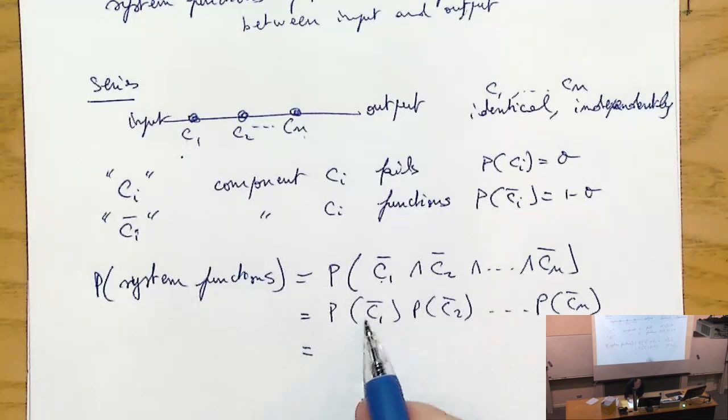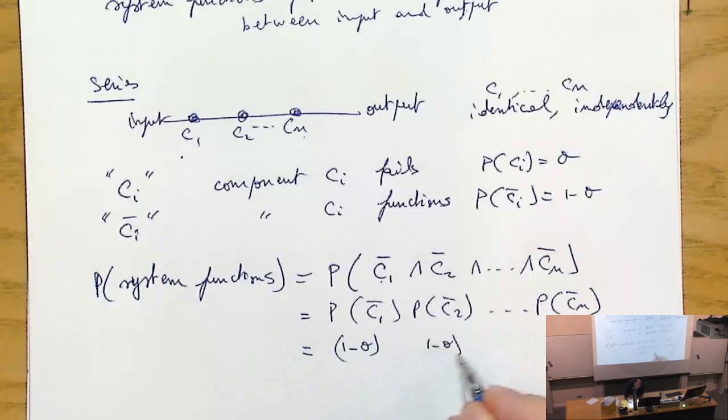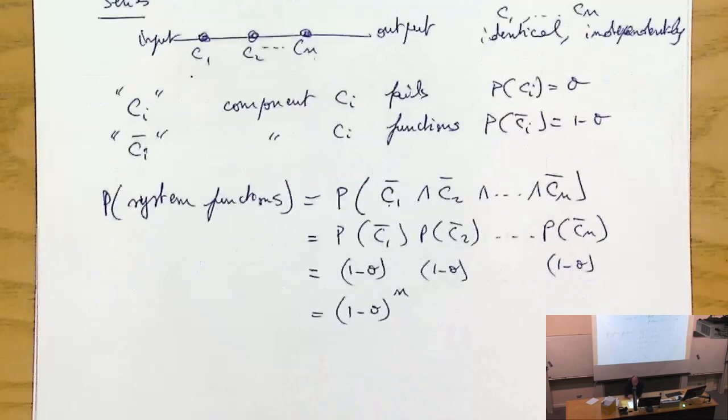And what is the probability that actually this functions? This is 1 minus theta. So what you get is 1 minus theta to the n. Okay? That's direct application of what we have done before.